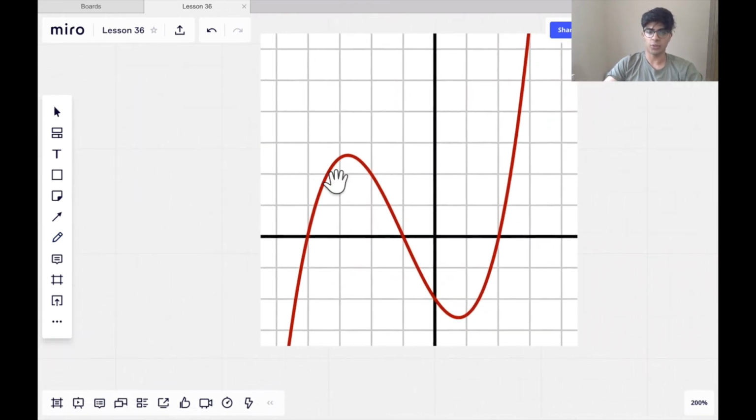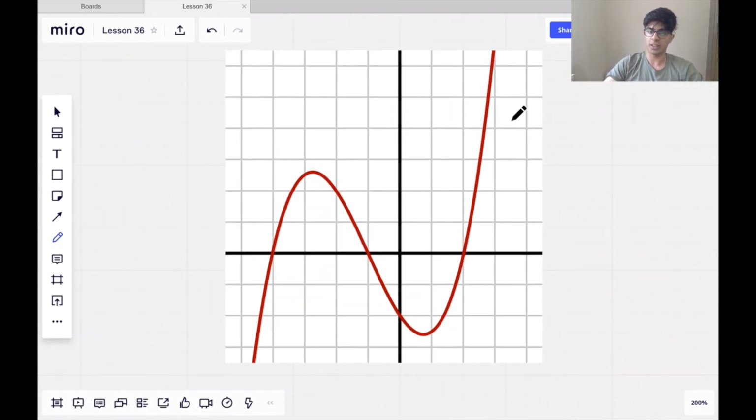Let's move on to a cubic. This is what a cubic looks like. They're not really going to ask you to find the equation of this cubic. That'd be quite a mean thing to do. But yeah, just look, this is what a cubic looks like. You just need to be able to recognize this. This is a positive cubic.